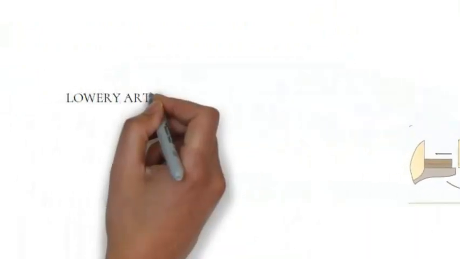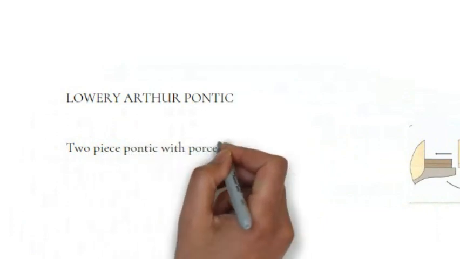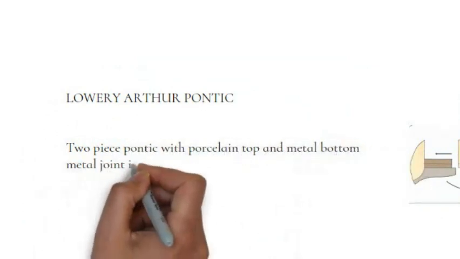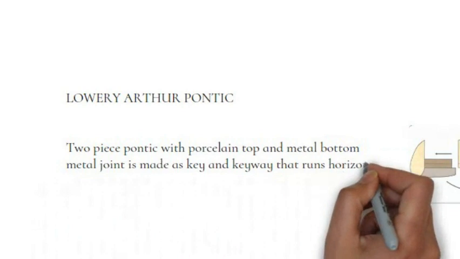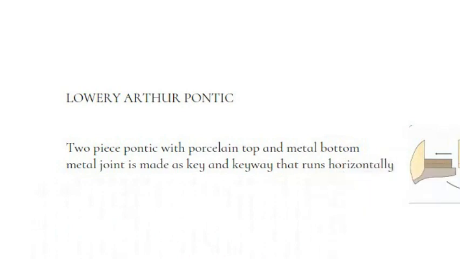Laurie Arthur Pontic. This is a two-piece Pontic with porcelain top and metal bottom. The metal joint is made as a key and keyway that runs horizontally.